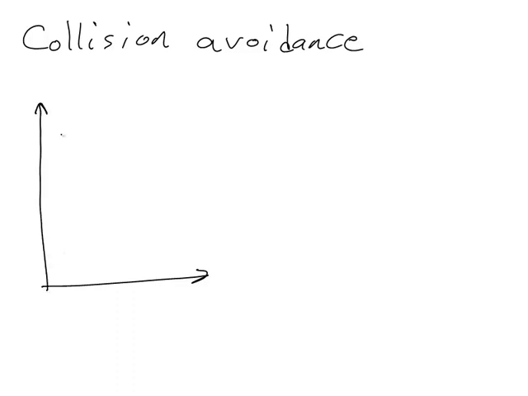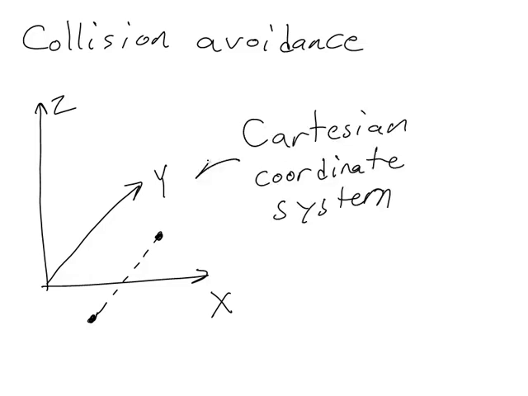Today's videos are about collision avoidance. The collision avoidance problem is very similar to the path planning problem. Remember that in path planning, our goal was to traverse a path between a start point and an end point defined in the Cartesian coordinate system.